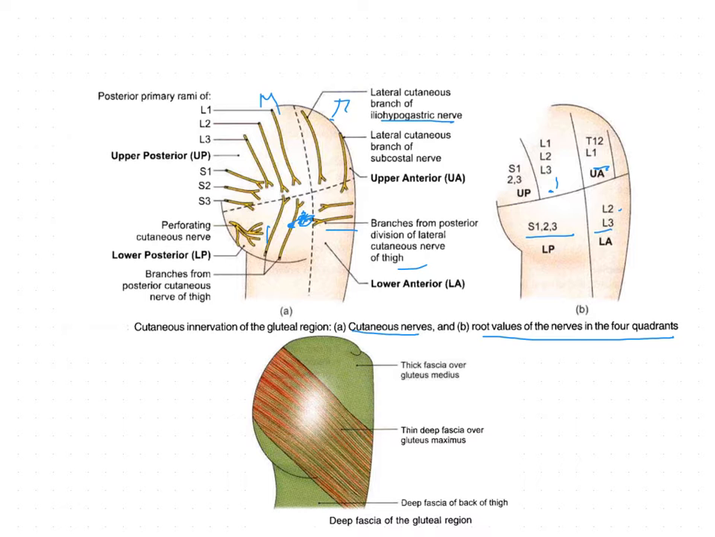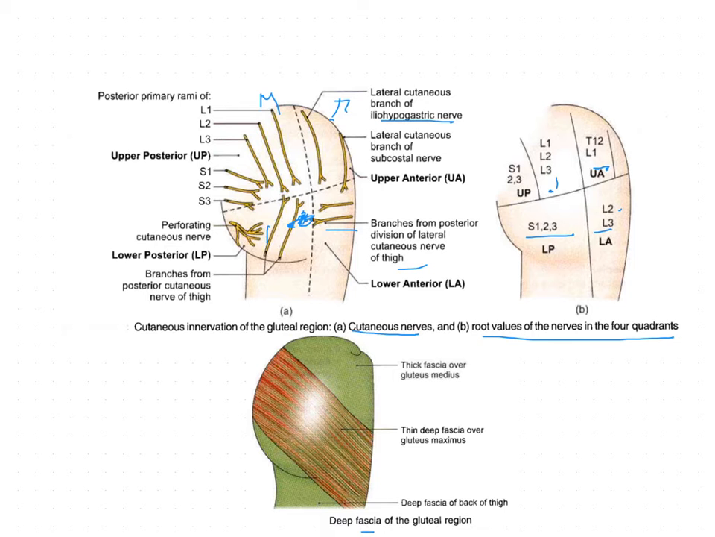These are the cutaneous vessels which supply the skin of the gluteal region. The blood supply of the skin and the subcutaneous tissue is derived from branches of the superior and inferior gluteal arteries. Normally, the lymphatics from the gluteal region drain into the lateral group of the superficial inguinal lymph nodes.